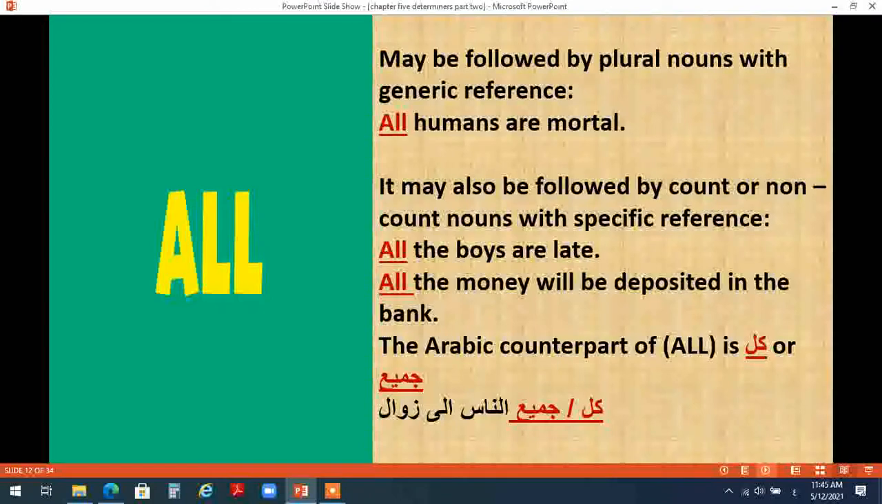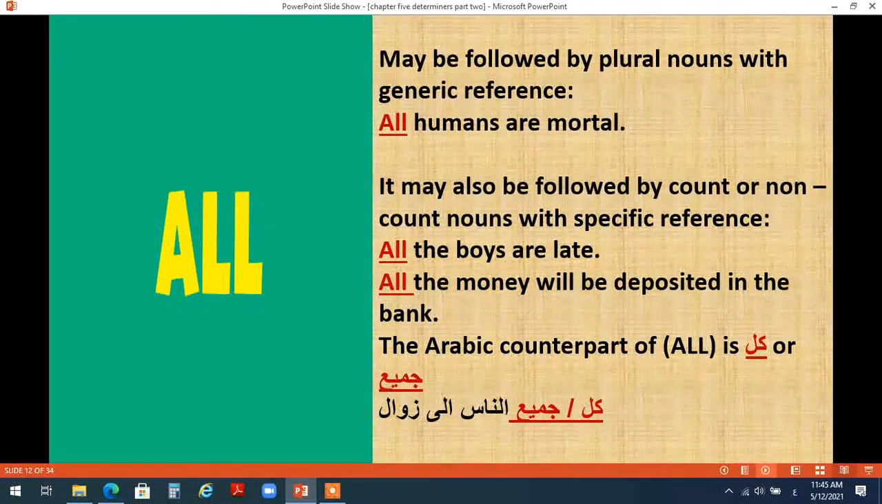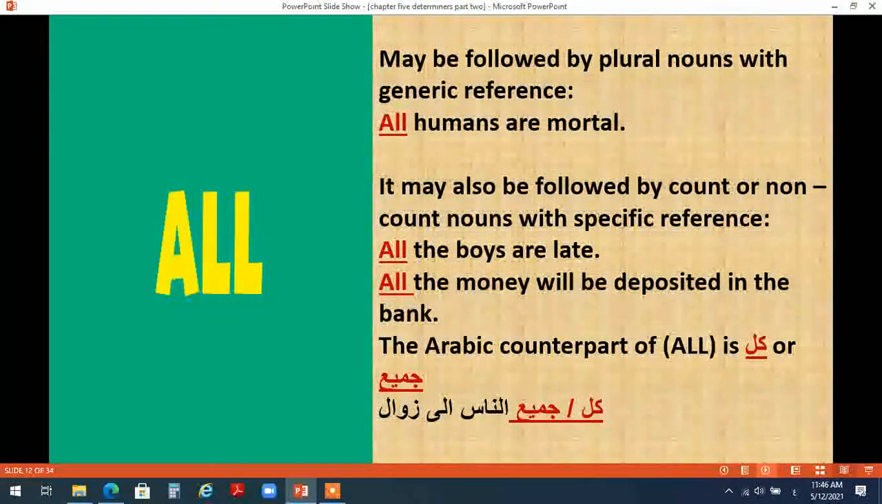But it may also be followed by count or non-count nouns with a specific reference. أيضا ممكن أن يأتي بعد all اسم هذا الاسم قد يكون معدود أو غير معدود على شرط أنه يشير إلى شيء محدد. For example, all the boys are late. هنا استخدمنا اسم معدود the boys بالإشارة إلى شيء محدد. Or when you say all the money will be deposited in the bank، هنا استخدمنا all وجاء بعدها اسم غير معدود اللي هو كلمة money وأيضا بالإشارة إلى شيء محدد. The Arabic counterpart of all is either you use the word كل أو you use the word جميع. For example، كل الناس إلى زوال أو جميع الناس إلى زوال.